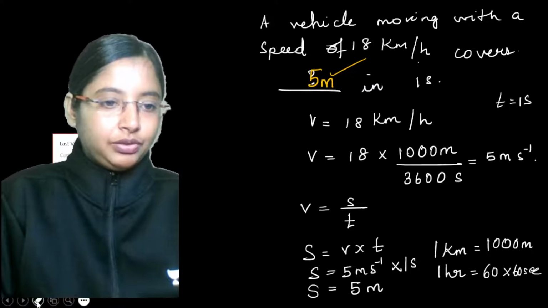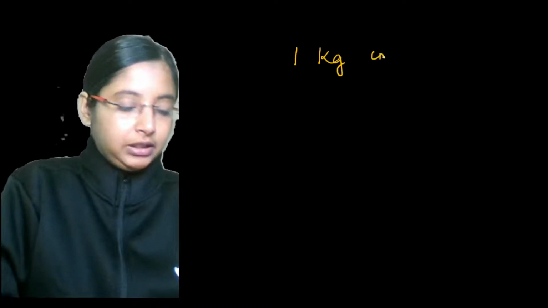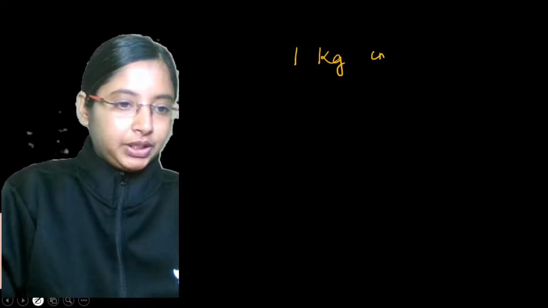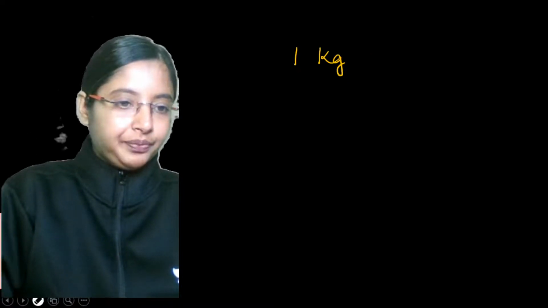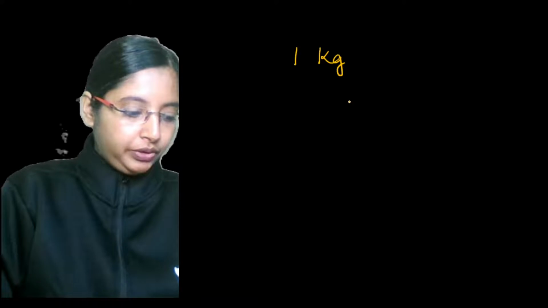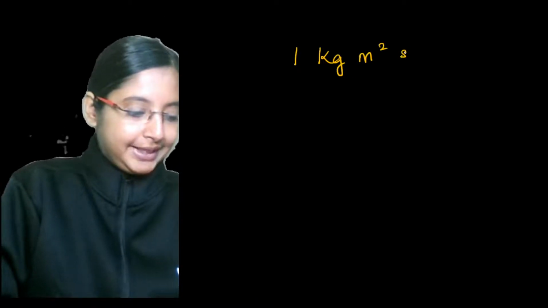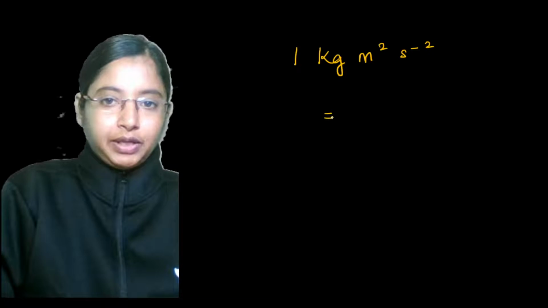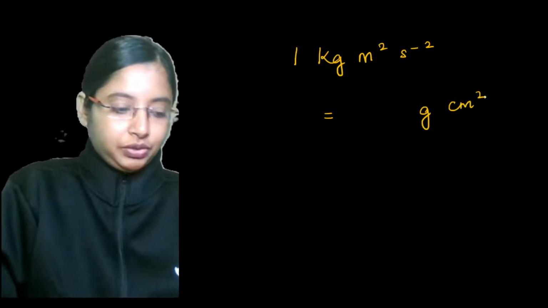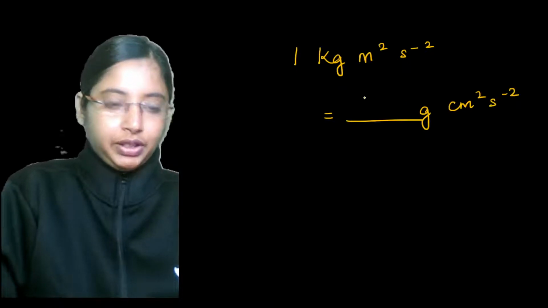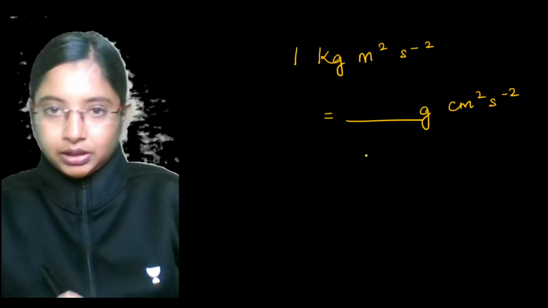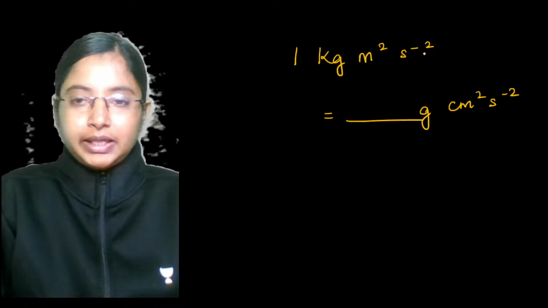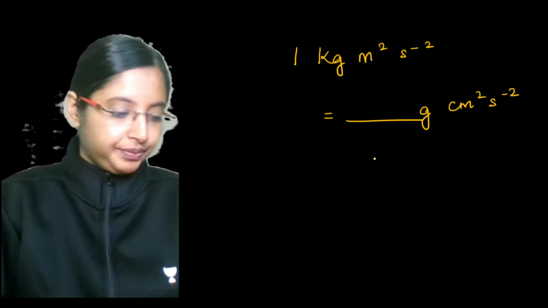Now, let's do one more simpler question. Can you convert 1 kilogram meter square second inverse 2, from one unit to another? What is the value you'll get if you're converting this from SI to CGS, to grams centimeter square second inverse 2?